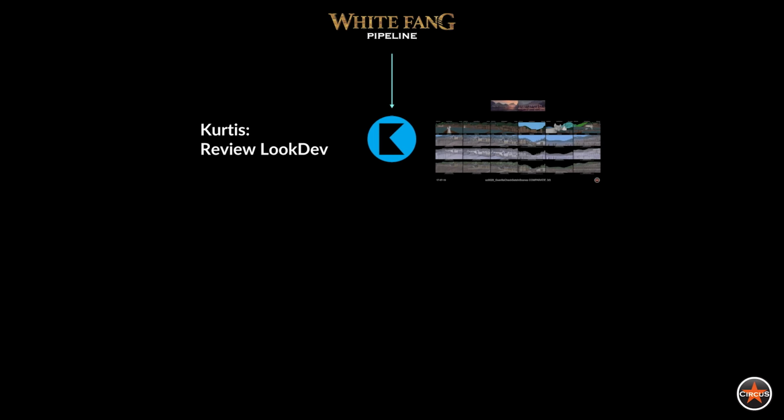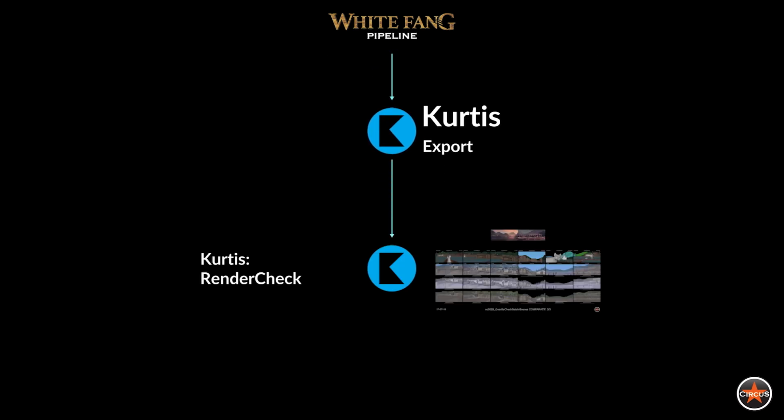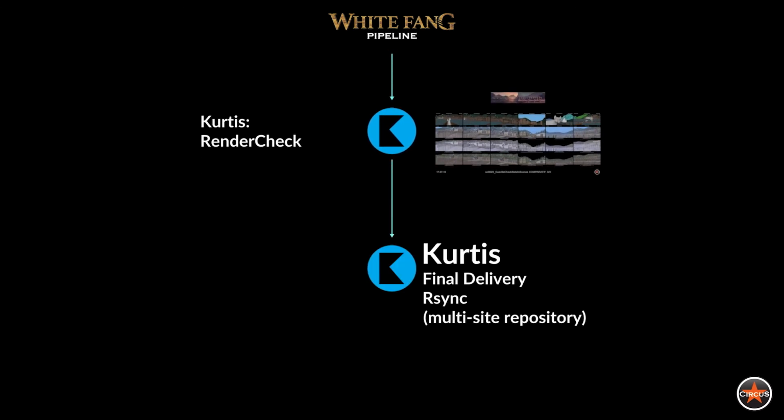Once approved, the environment is exported to a local rsync folder with its modeling, textures, and the associated Garia project. This export is calculated one last time to guarantee its conformity, before being delivered to the multi-seat repository.